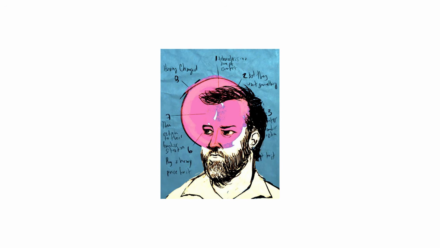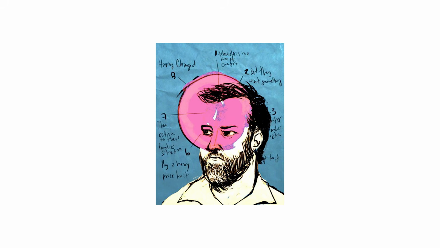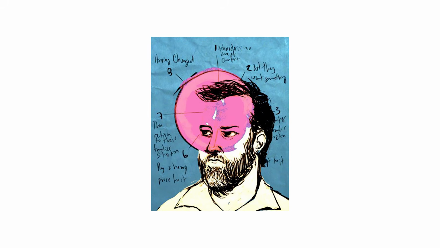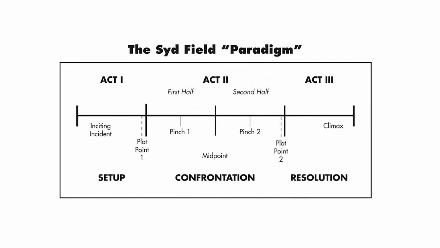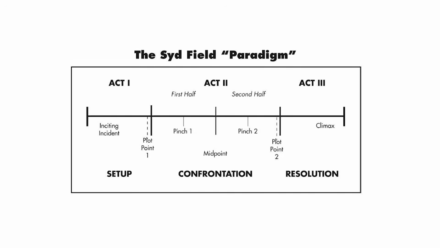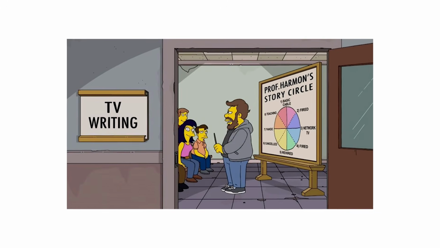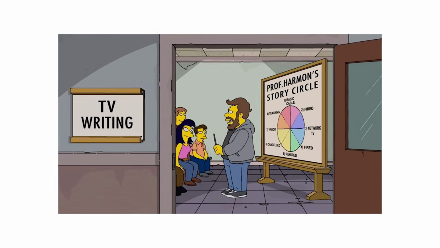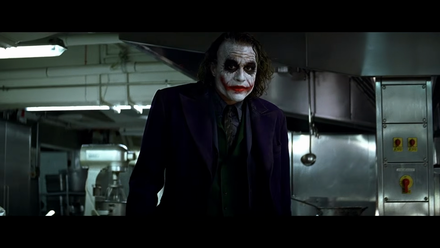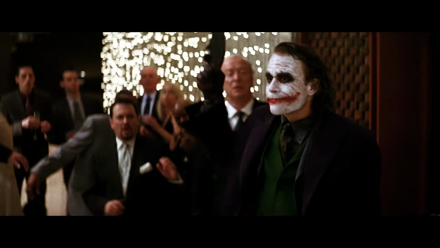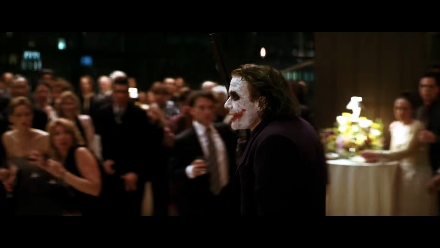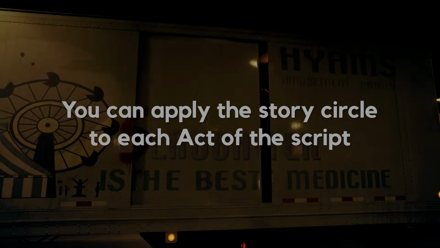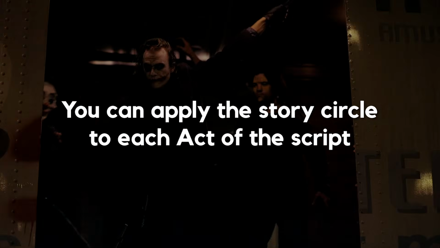The reason Harmon's story circle is so useful is because it exists outside of screenplay structure. Instead of trying to shoehorn a story into an arbitrary script structure, you can use Harmon's story circle to build a compelling story. This is where Harmon's story circle becomes extremely helpful. You can apply the story circle to more than just a full screenplay. You can also apply it to each act of the script.